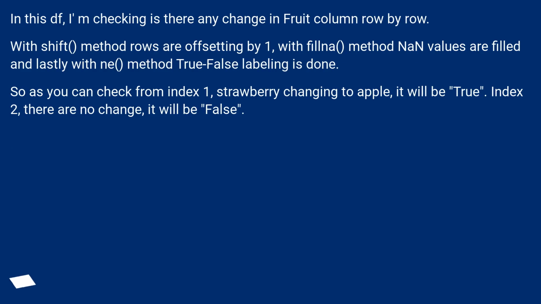In this DF, I am checking whether there is any change in the fruit column row by row. With the shift method, rows are offset by 1, with the fillna method NaN values are filled, and lastly with the ne method true-false labeling is done. So as you can check, from index 1, strawberry changing to apple, it will be True. Index 2, there is no change, it will be False.